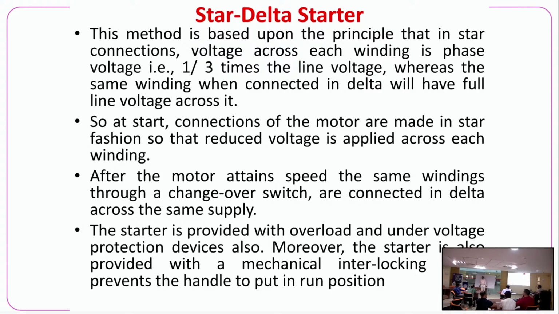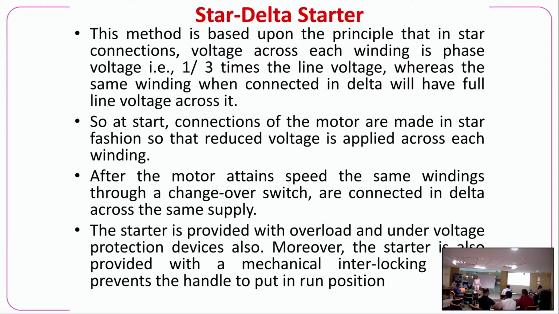So by what factor is the current reduced? 1 by 3. Because the phase current is reduced by the factor 1 by root 3, but the line current is reduced by the factor 1 by 3. This is the thing. After starting, during running, we are changing it to delta. So what advantage do we get? The phase current is reduced by the factor 1 by root 3, because voltage is the same thing, but the line current is reduced by the factor 1 by 3.